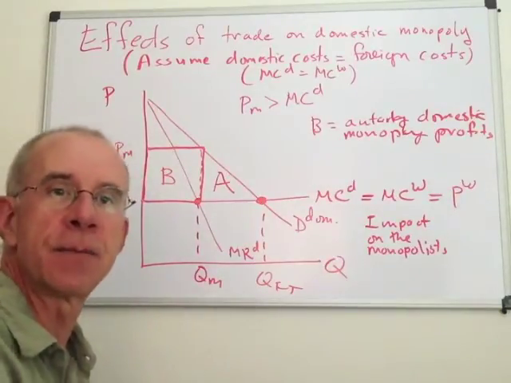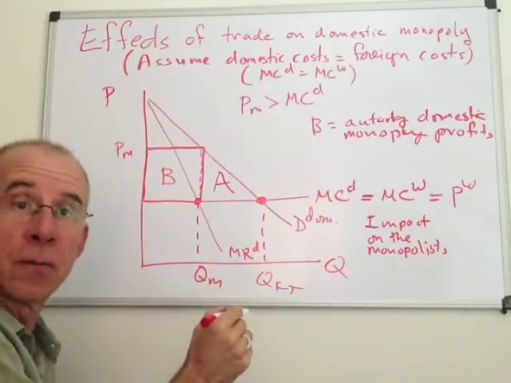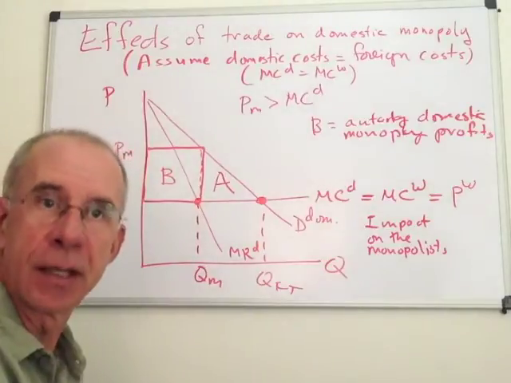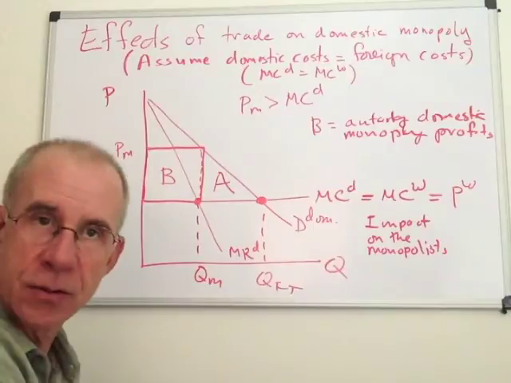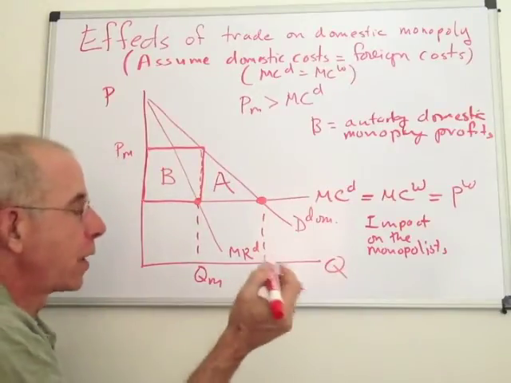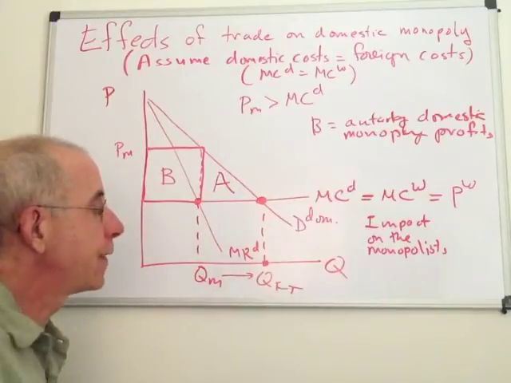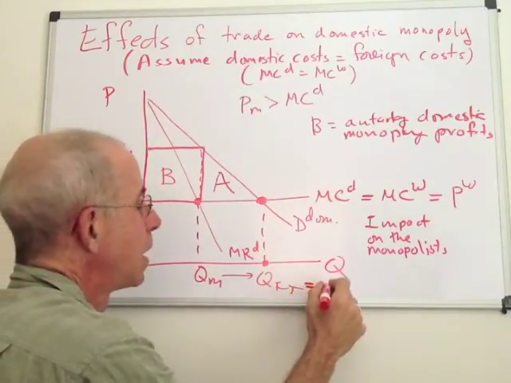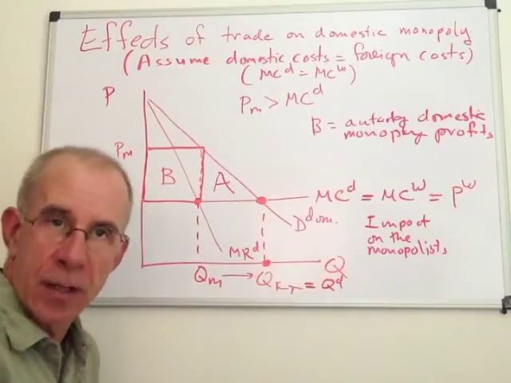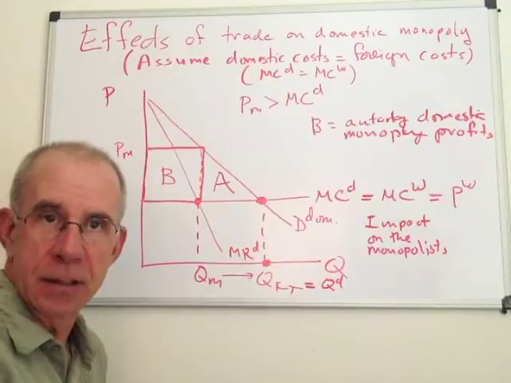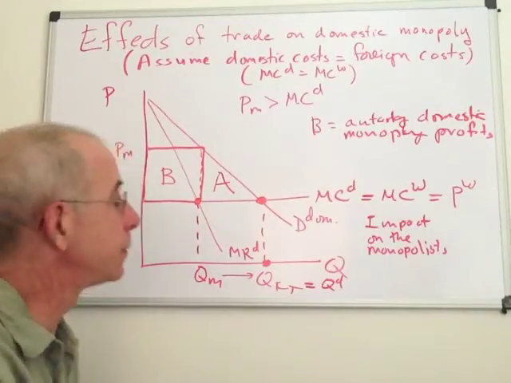So let's make a simplifying assumption. Let's suppose that the domestic firm actually increases its production in reaction to the foreign monopolists or foreign competition. So let's say that the domestic firm now produces that free trade quantity demanded by domestic consumers. Now this need not be the case, but this is just one example.